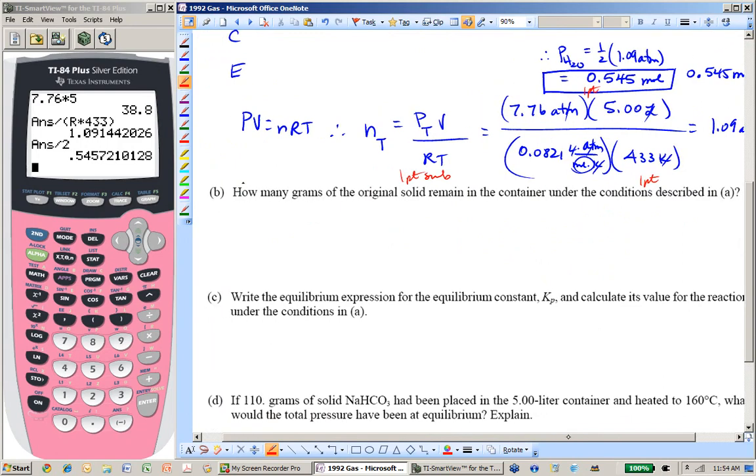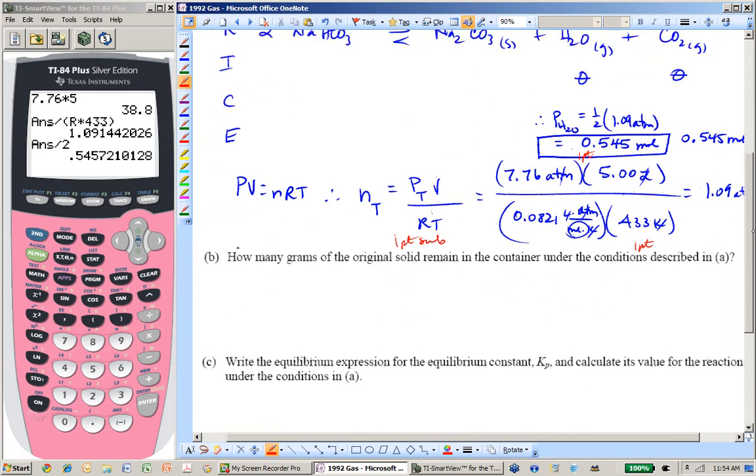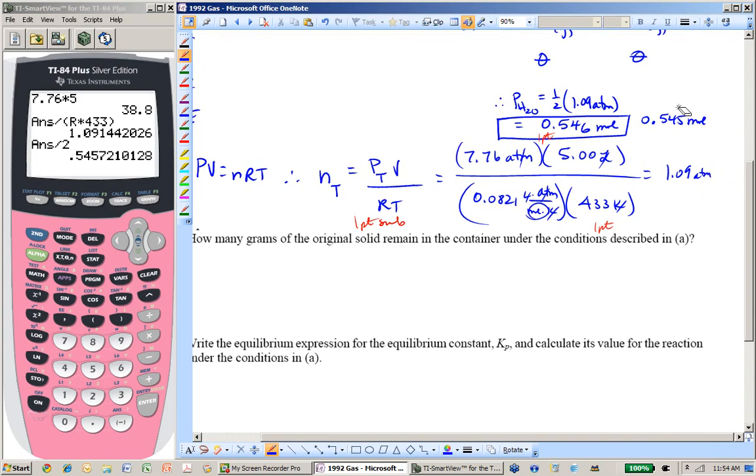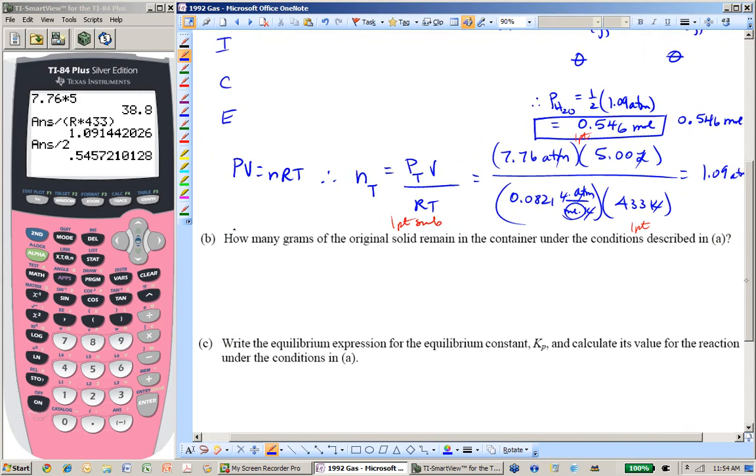How many grams of the original solid remain in the container under conditions described in Part A? Well, if you produced 0.545, I really should have made it 546, huh? Now that I'm looking back at my calculator, I misrounded because I want to use that number. I don't want to screw the rest of this up. You still get some forgiveness there, so if you do the same thing, it's not a big deal. You still got your points.